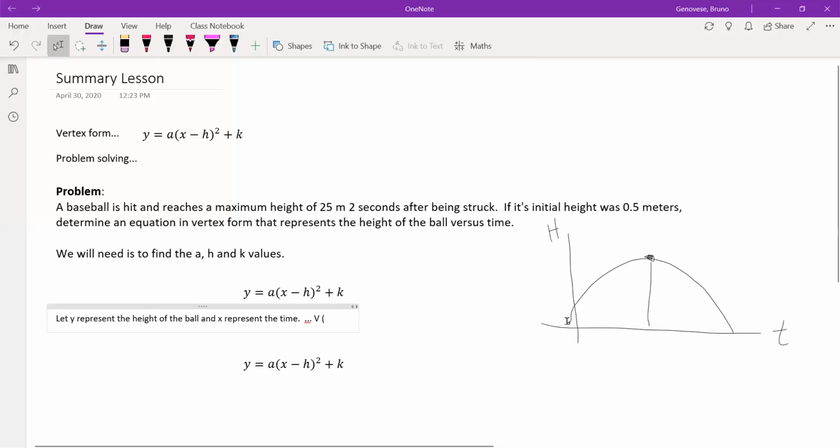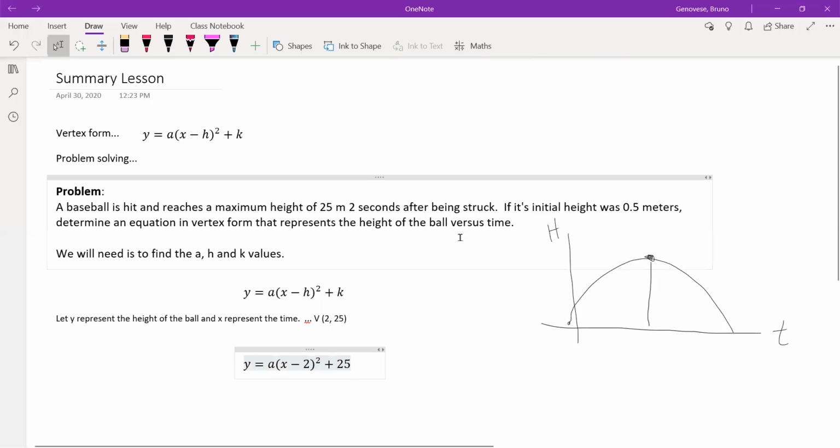So the vertex is the x-coordinate, or in this case the t-coordinate, which can be interpreted as the h. There's lots of different variables, but it took 2 seconds to reach the maximum height of 25 meters. So there's the maximum height given to us, and that's what we're going to be using for h and k. So h will be 2, k will be positive 25. The only thing left to do is find the a value.